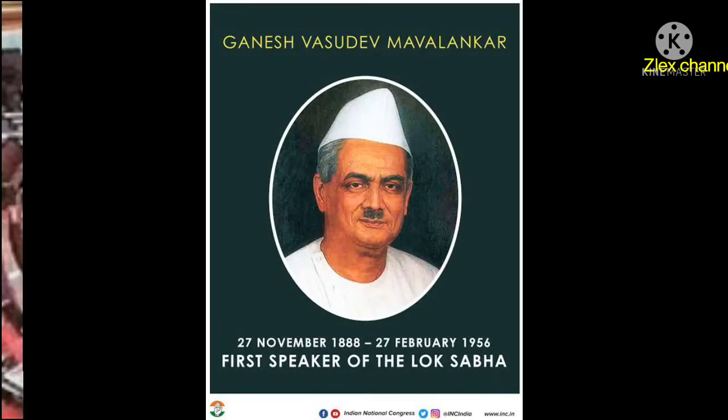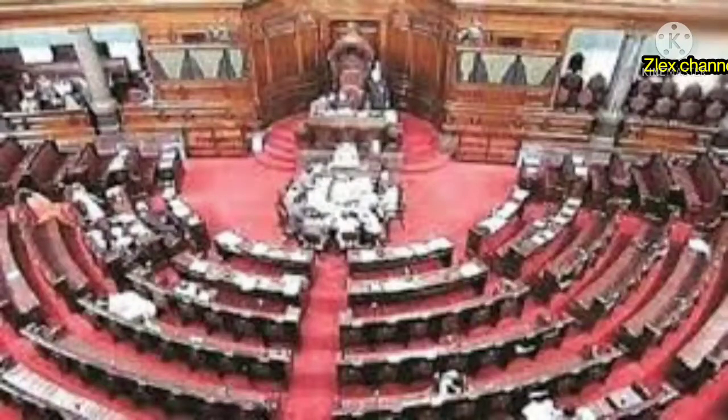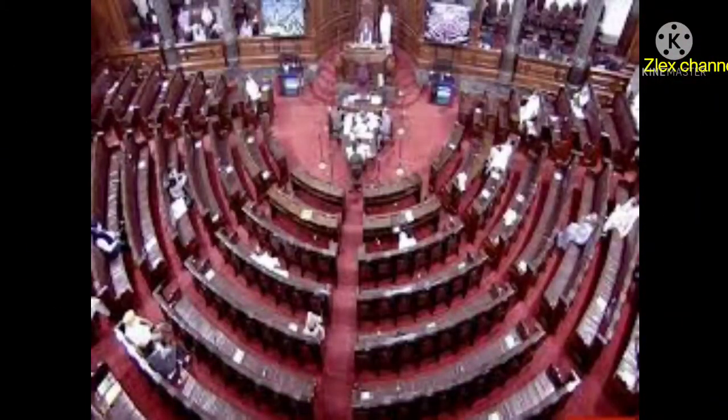Now let's learn about Rajya Sabha. The Council of States or the Rajya Sabha is the upper house of the parliament. There can be a maximum of 250 members in the Rajya Sabha, out of which 238 members represent the states and the union territories. Members of the state legislative assemblies elect members of the Rajya Sabha. The vice president is the presiding officer or chairman of the Rajya Sabha.